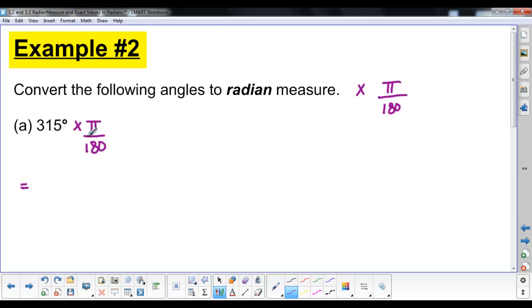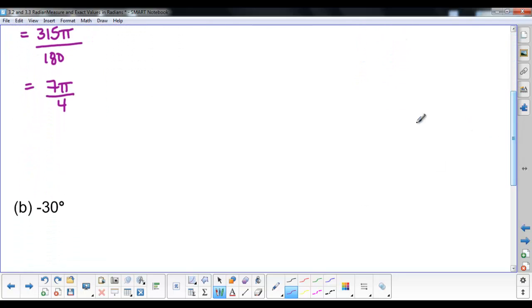If you think of this as multiplying fractions, this is really 315 over 1. We're going to do numerators times numerators, and denominators times denominators. So 1 times 180. And then all this question becomes is a fraction that you need to reduce. So reduce 315 over 180, and you should get 7 pi over 4. And that'll be our final answer. So 7 pi by 4 radians.